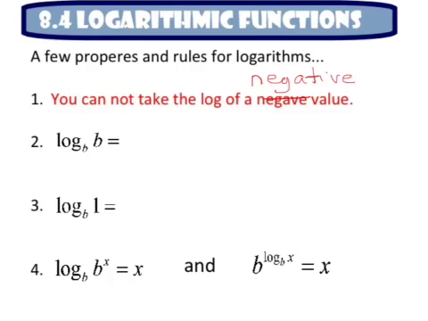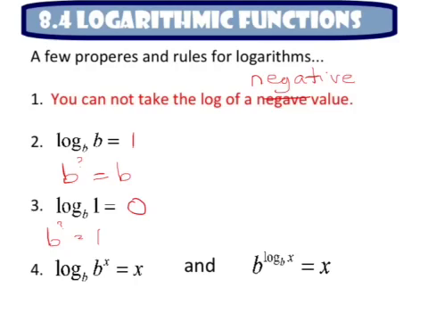But then the next rule says log base b of b equals what? Well, we'll think about it like this: b to what power equals b? Well, that has to be 1. So our first rule is that log base b of b always equals 1. The next rule says b to what power would give me 1? Well, the only number it could be is 0. So anytime we take the log of 1, it will always be 0.